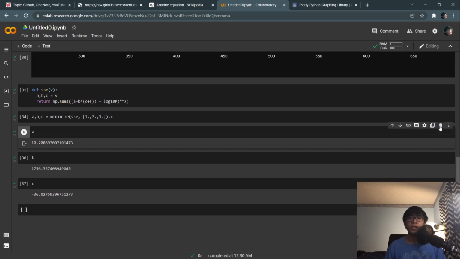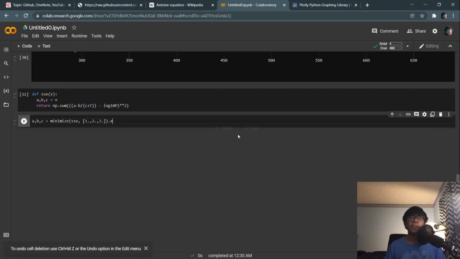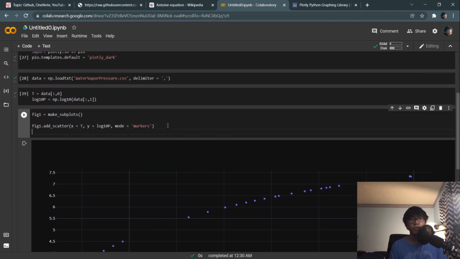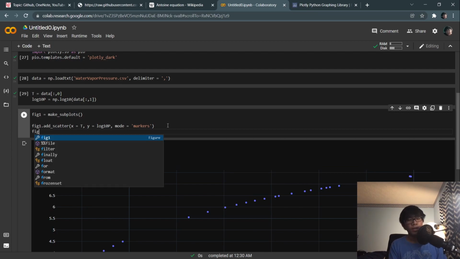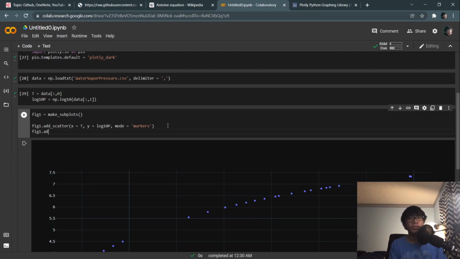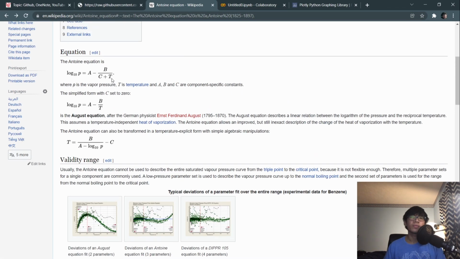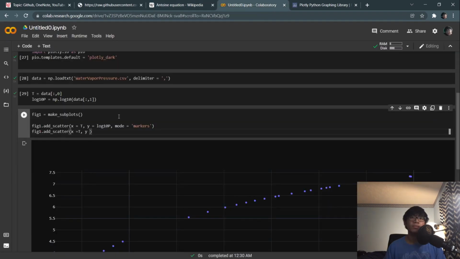And now that we have A, B, and C, we can graph it on our graph. So let's go ahead and do that. We're going to do the same exact thing. Nice thing about writing code is that if you wrote it earlier, you can pretty much copy what you had. So X is still temperature. This time our Y, instead of log base 10 pressure, we can go back and we know our model was this. So we're going to type in just that. Equals A minus B over C plus T, close parentheses.